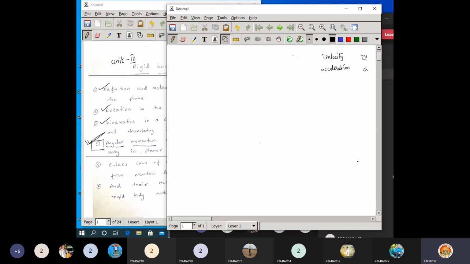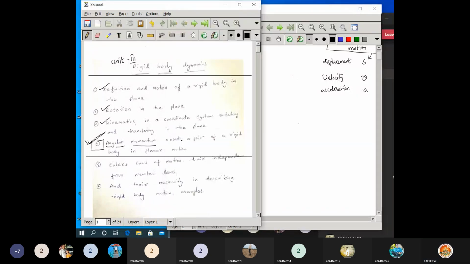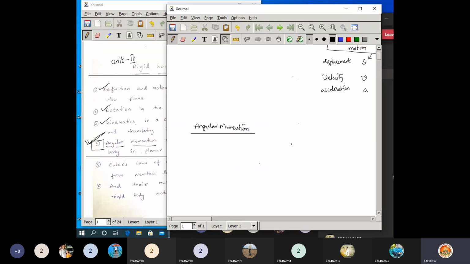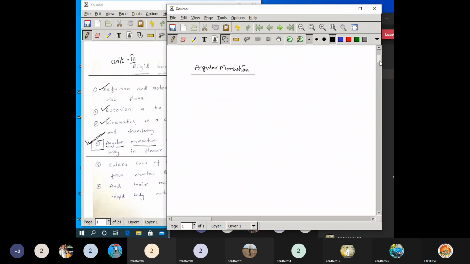Now here, let me write. The topic is the angular momentum. Okay. We are going to deal with the angular momentum about a point of a rigid body. Now here, let us refer to a diagram. This you had already seen in the previous explanations.